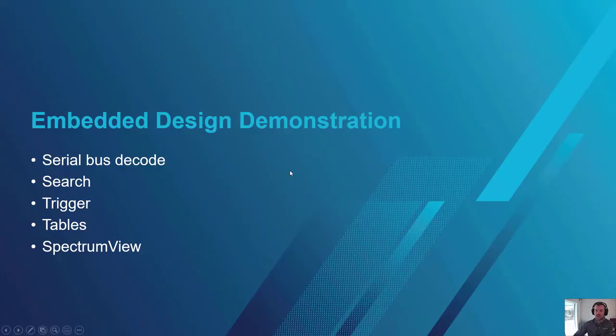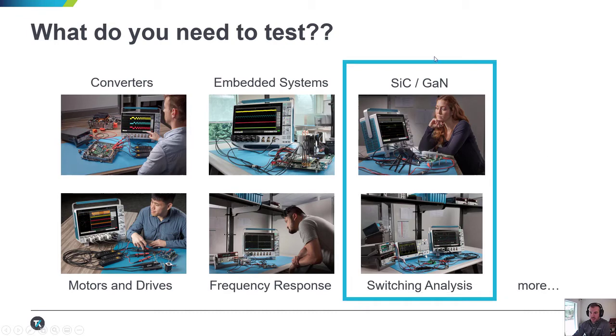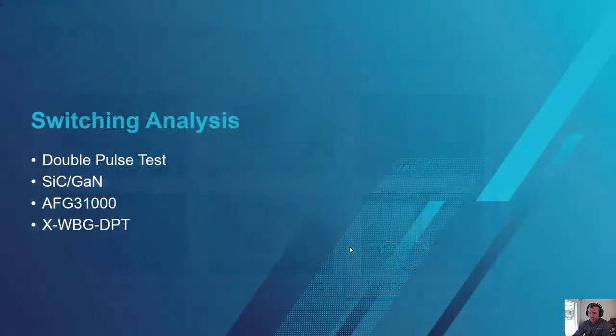That was fun. That's one of my favorite demos to do. Now let's get back over to the slides. So again, here's the applications that we're talking about. Let's next go over to silicon carbide and gallium nitride and switching analysis. We're going to look at double pulse test. We're going to look at silicon carbide and gallium nitride.